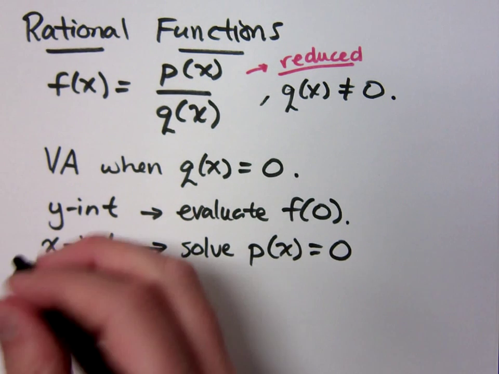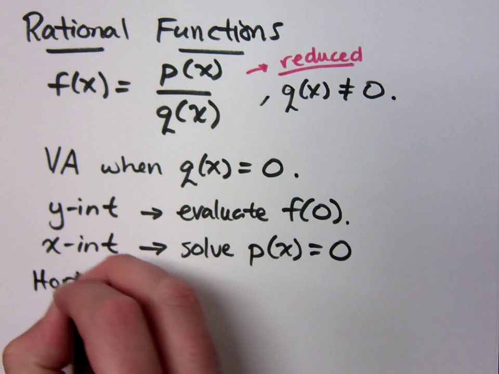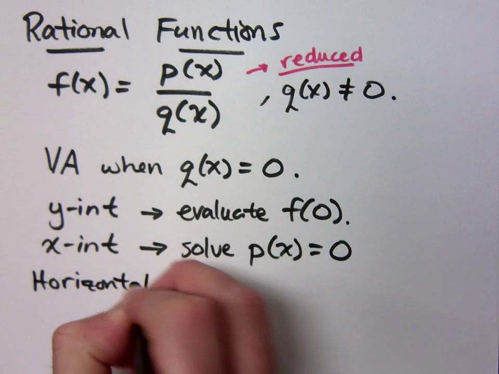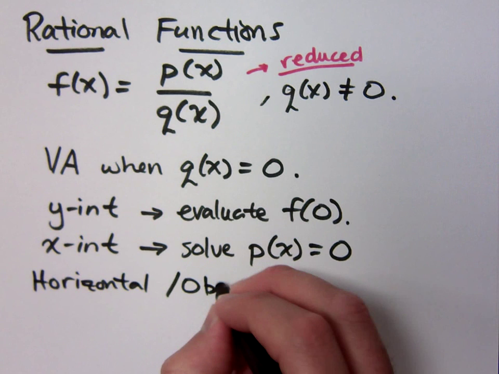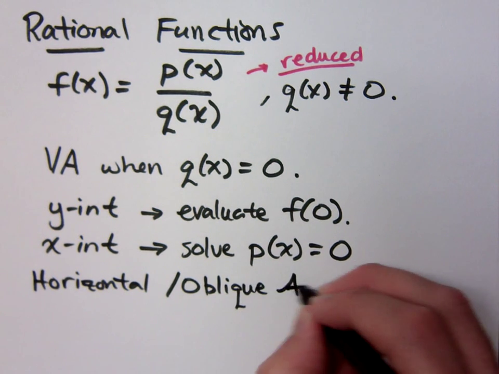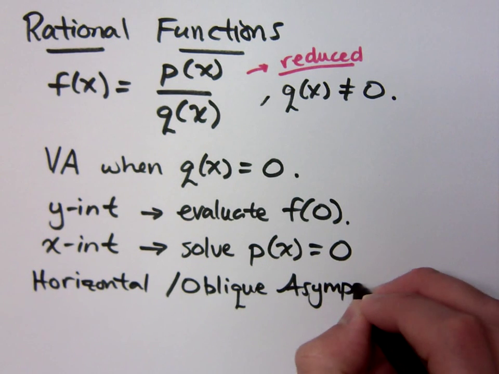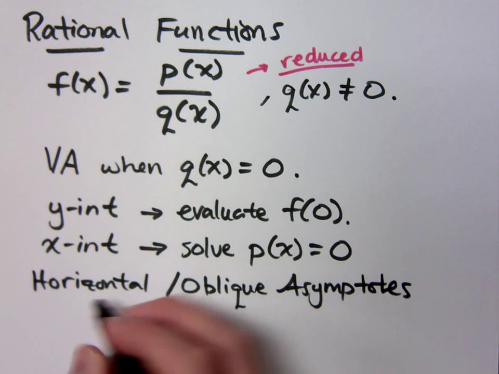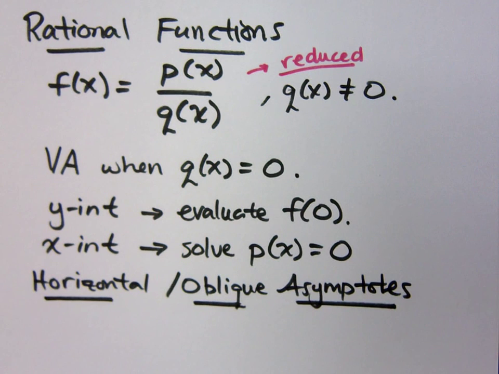Horizontal asymptotes are a little bit different, so we need to make a little chart here, give you some information. Horizontal versus oblique asymptotes. A horizontal asymptote is exactly what we've shown it to be, which is just going to be some horizontal line that you eventually start to get closer and closer and closer to on the edges, right?